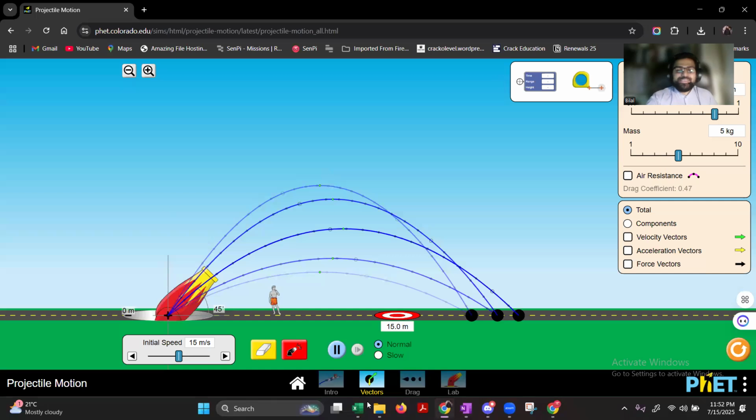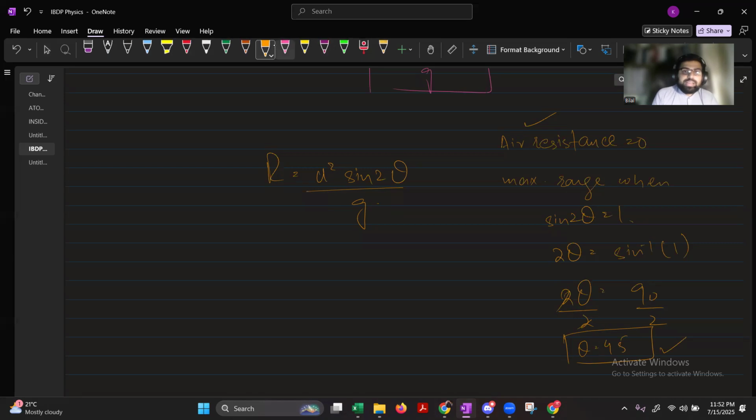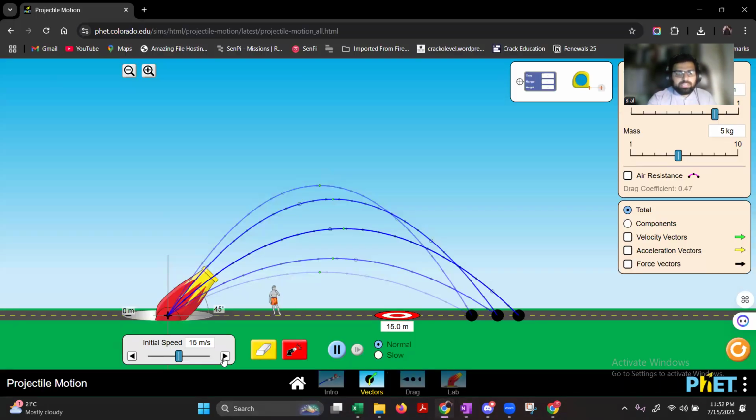So this is one of the things about the range. The other thing is if you keep on increasing the speed, you will get more range. The value of range will increase because it is directly proportional to the square of velocity. Let's do this. For example, if I increase my speed to, let's say, 20 meter per second at the same 45 degree, let's see if my range increases or not. And yes, it's out of the park actually.